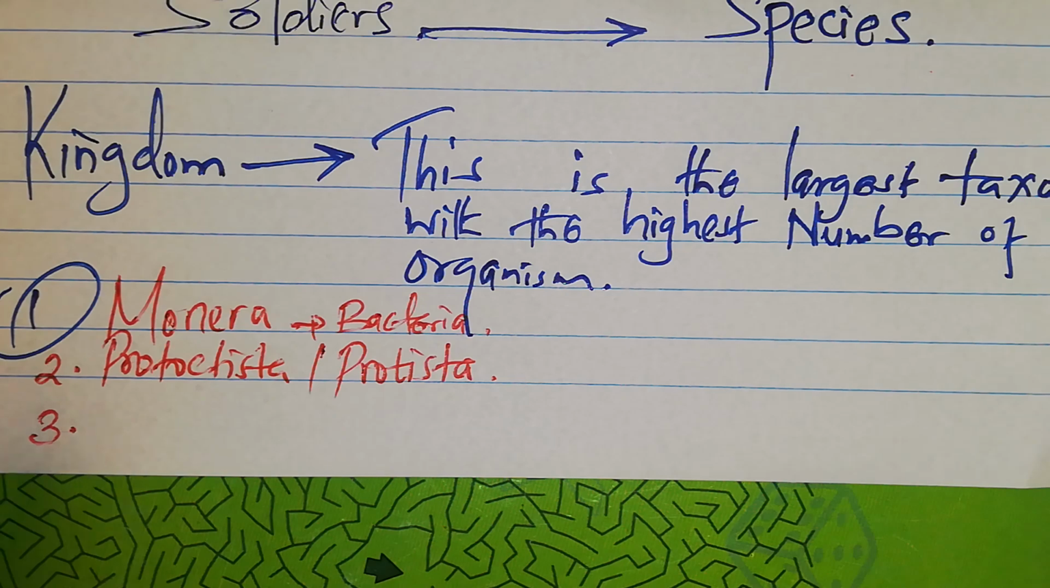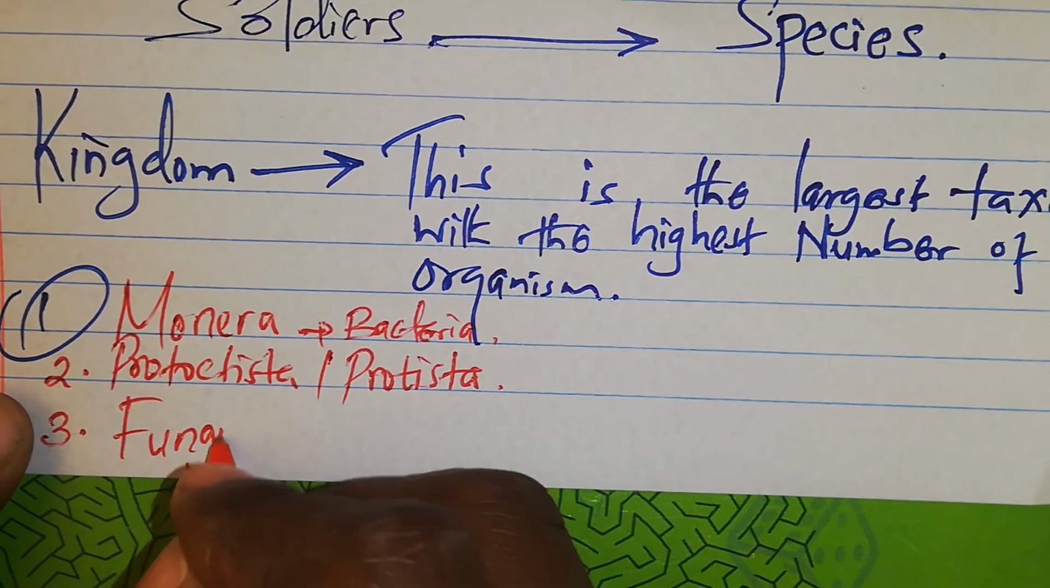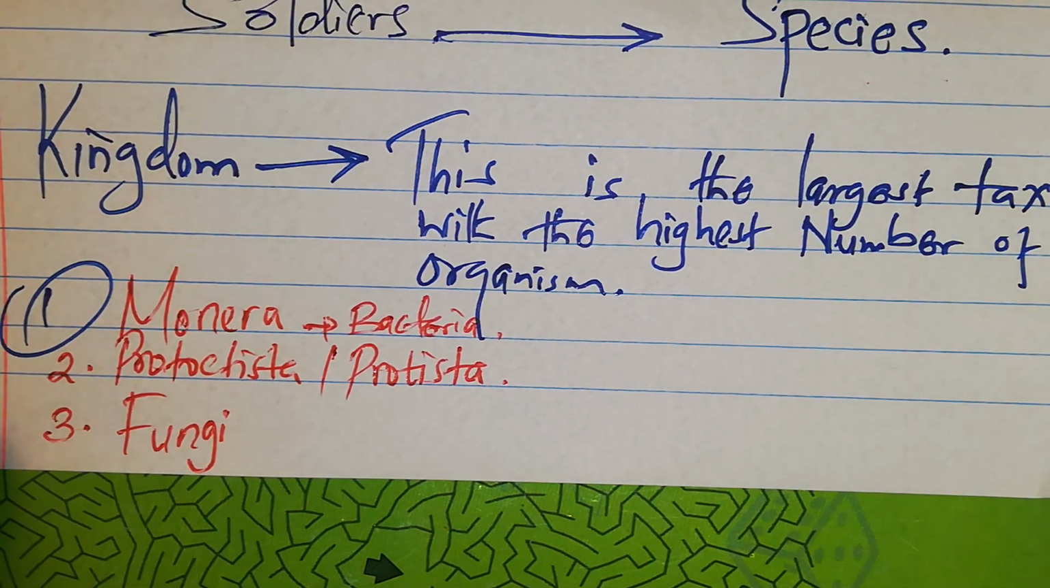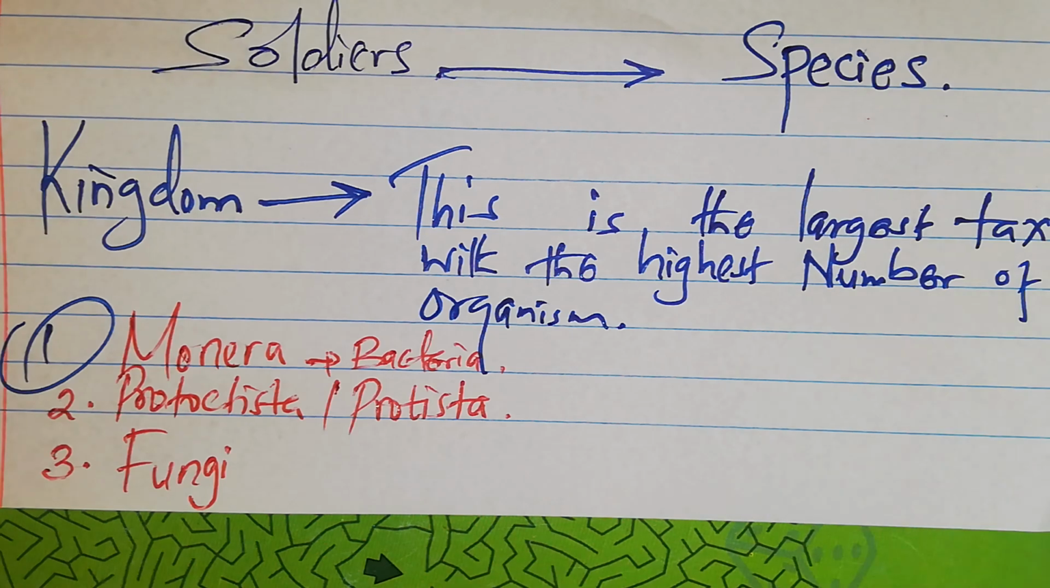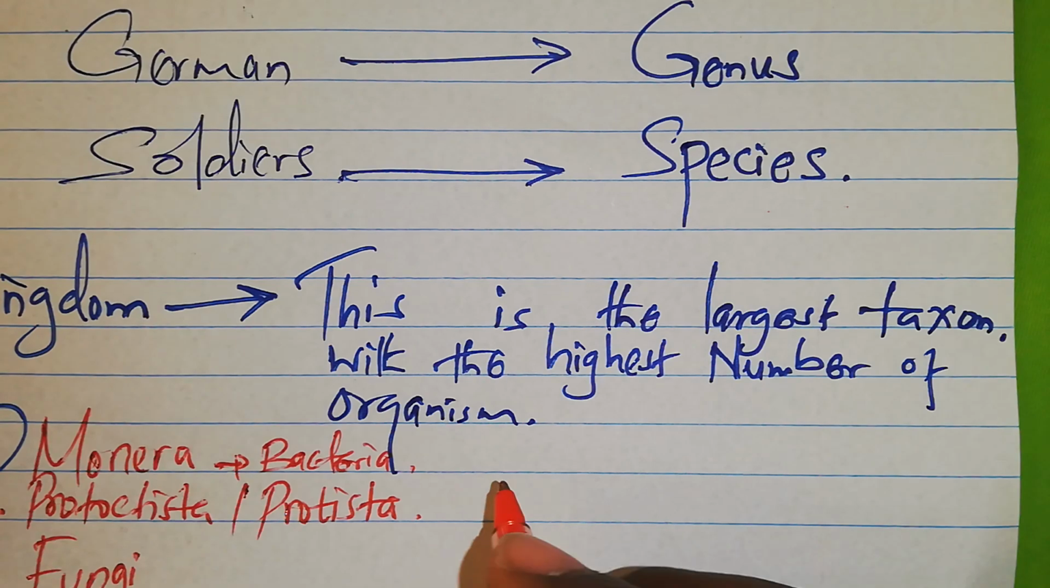Number 3 kingdom, we have fungi. Some people like saying fungi differently, but that depends on where you come from. In fungi, we have things like mushrooms, puffballs, toadstools, and the bread molds that we commonly call Rhizopus. We shall also give examples in another video.